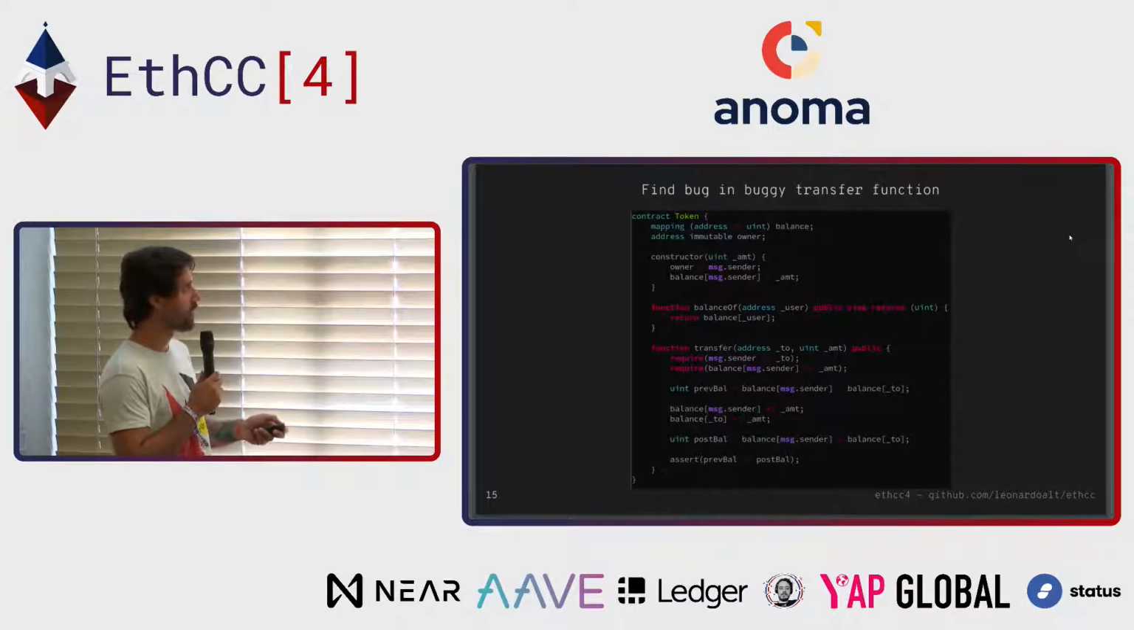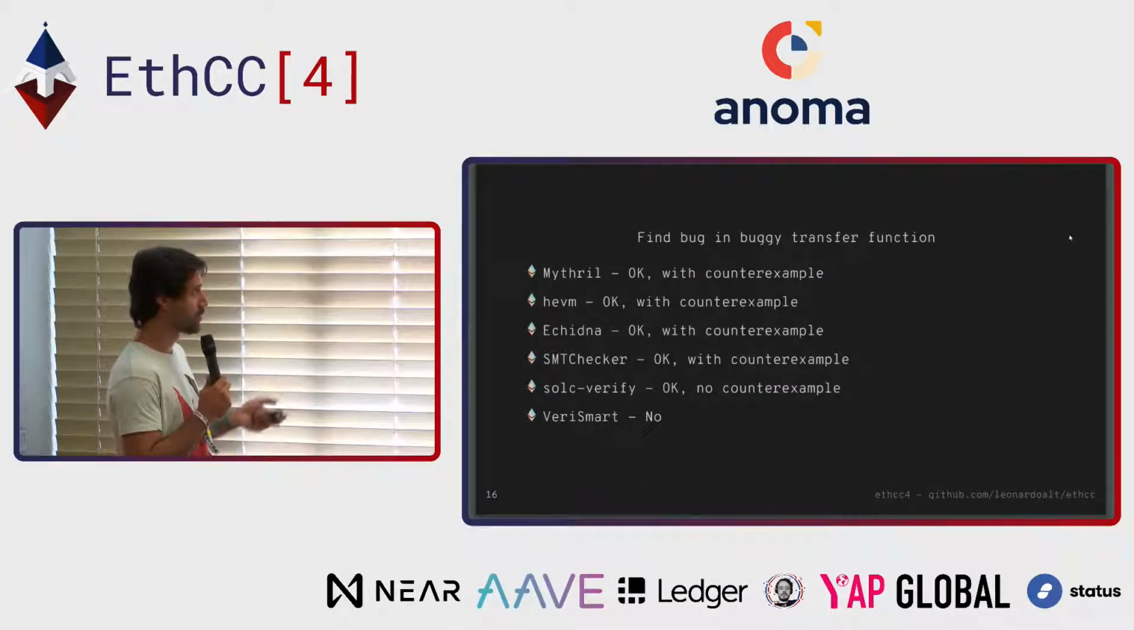So what if we make the transfer function buggy? Like, what is the bug here? Go ahead. Right, so this one is wrong, right? We're basically giving more to the sender themselves, and this one's correct, but yeah, there's too many tokens here, and this should fail, right?